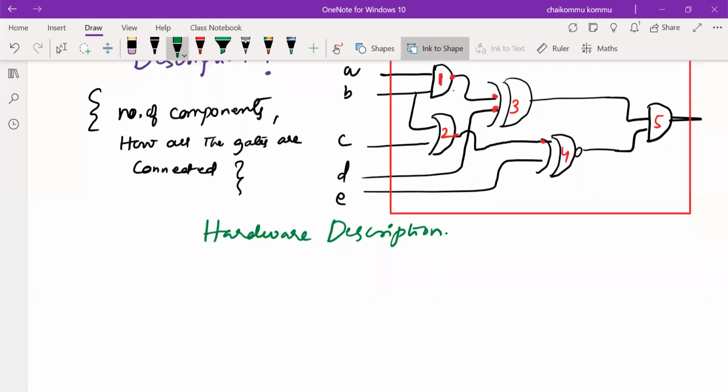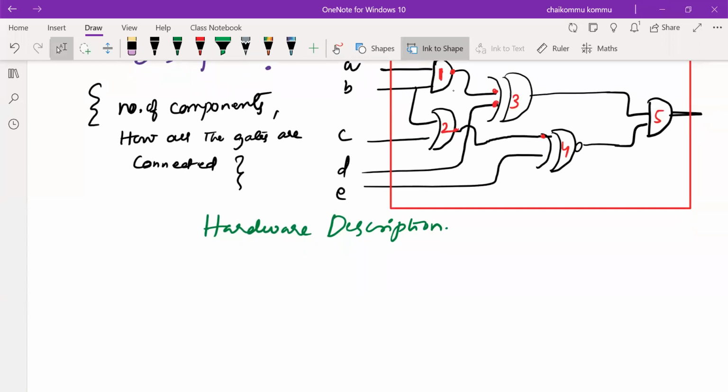Now, the hardware is described in this way, but how do we do this description? It is in the form of a language. As I mentioned, the first gate's output is connected to the input of the third gate, and the output of the second gate is connected to the input of the fourth gate. I'm telling you orally something like this, but if you write it in the form of a language, it is called hardware description language. I will tell you how we describe this with the help of language. Is it clear to all of you?